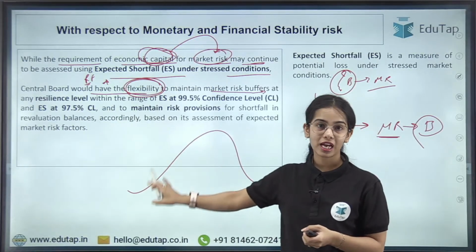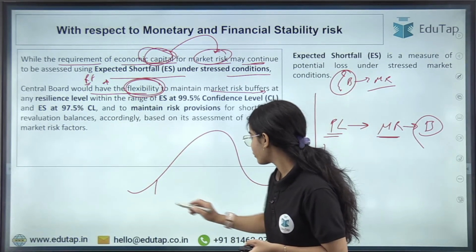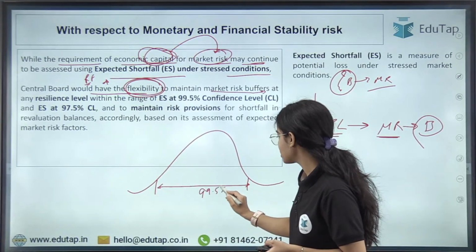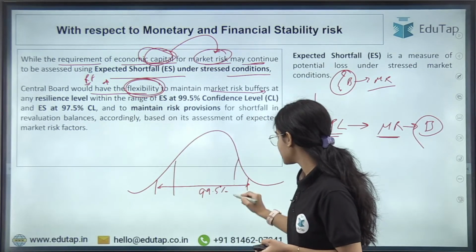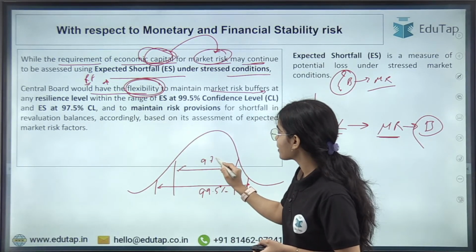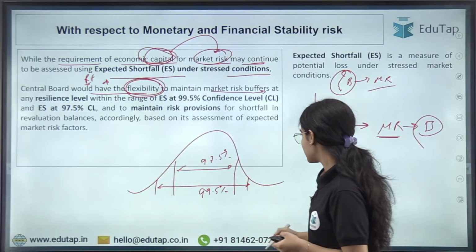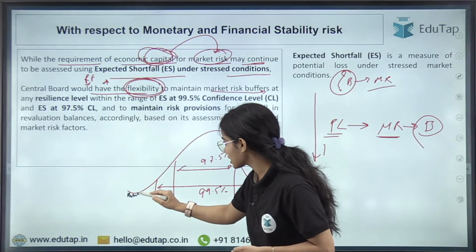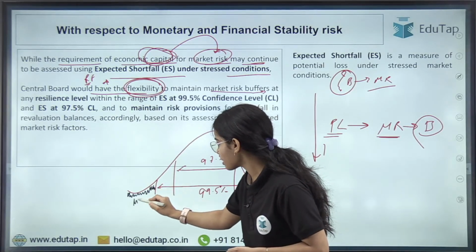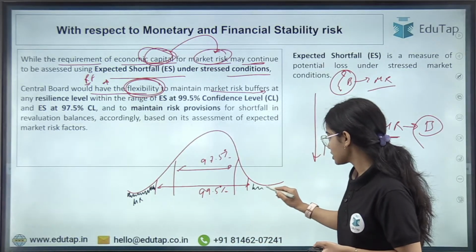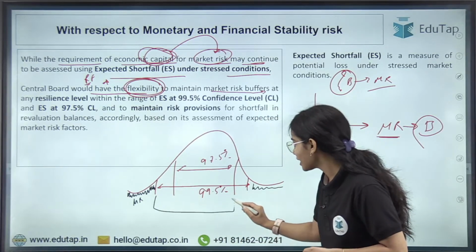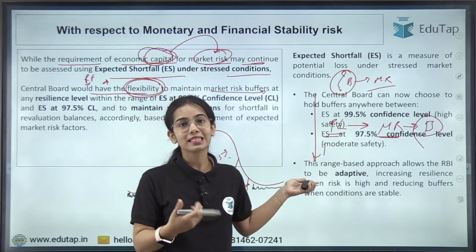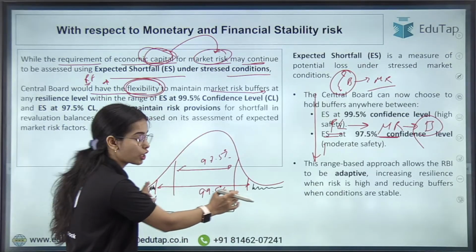So usually in economics, we have this bell-shaped curve. Here the confidence level is given. So this is the confidence level of 99.5%, and this is the confidence level of 97.5%. Okay, so that means, let's say if a risk is coming, this is the risk in the economy. If the risk is coming, this is the market risk. So the buffers that are being maintained have the high safety, because a lot of buffers are maintained for the market risk.